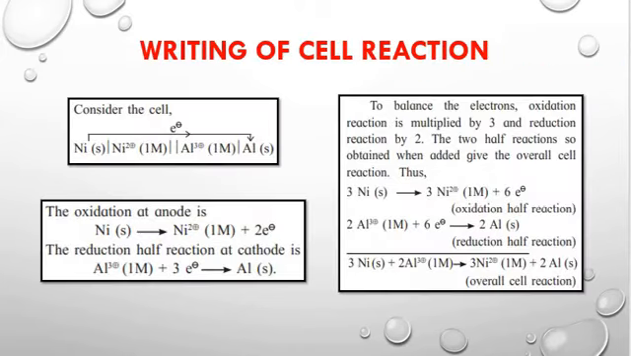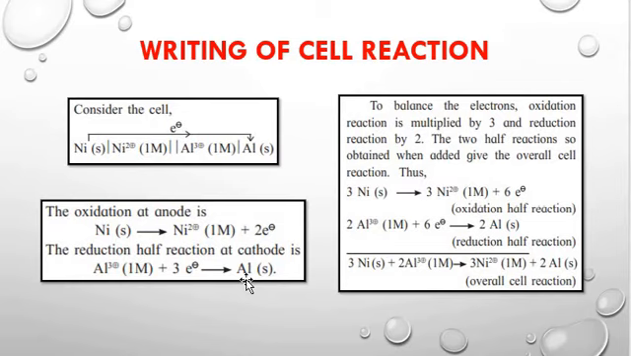Now, writing cell reaction. Consider this is a short notation of cell where nickel is anode and aluminium is cathode. At anode, nickel is oxidizing into nickel ion after removal of 2 electrons, and at cathode aluminium ion is accepting 3 electrons to give you aluminium metal.